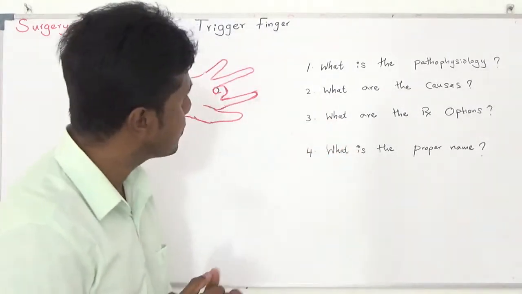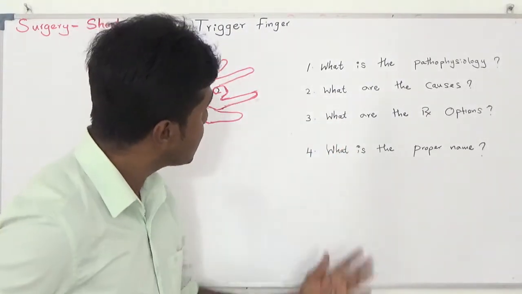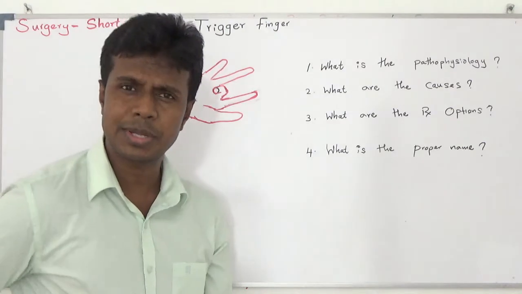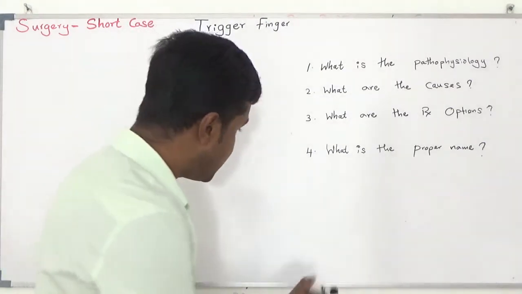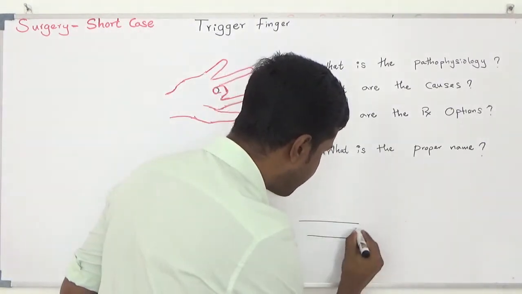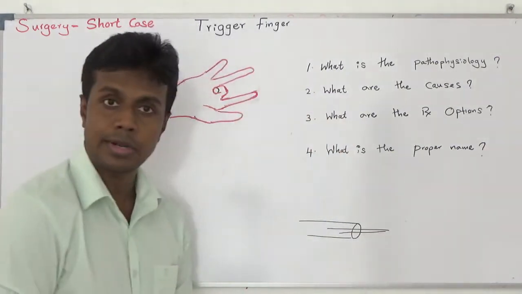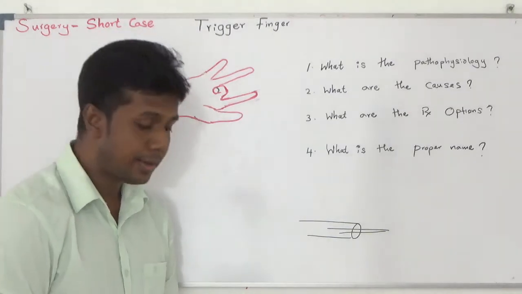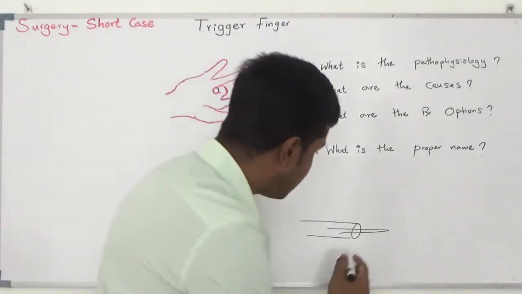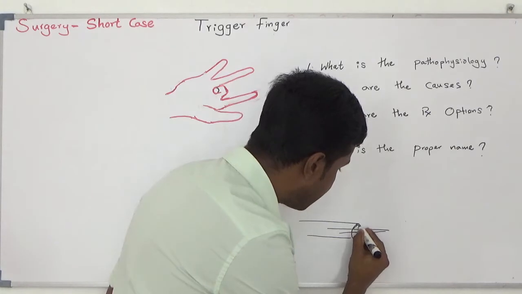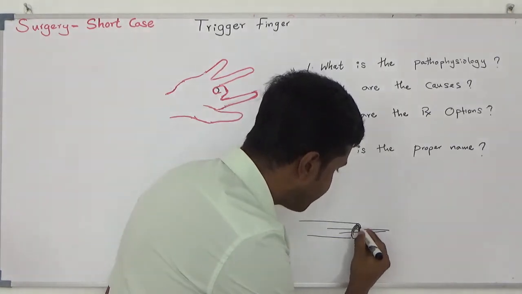Then your examiner asks a few questions. What is the pathophysiology? Your tendon sheath is like this. Your tendon runs through the tendon sheath. What happened here? At the top of the metacarpal head, the tendon sheath is fibrous and thickened, so it is narrowed.